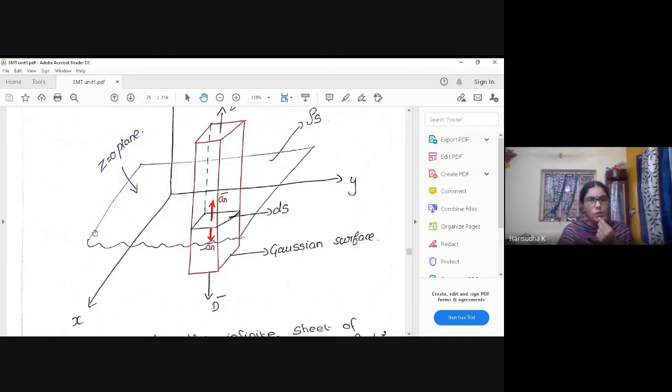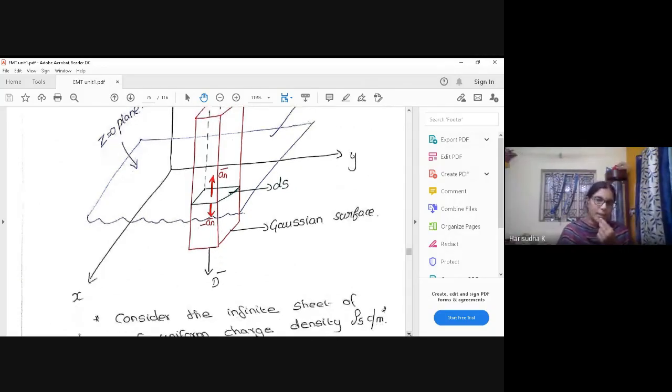This sheet of charge has a surface charge density rho s, and the part of the sheet which cuts the rectangular box has a surface area represented as ds. This rectangular box is called the Gaussian surface. Whatever we have seen in the diagram, the same thing we will see now.